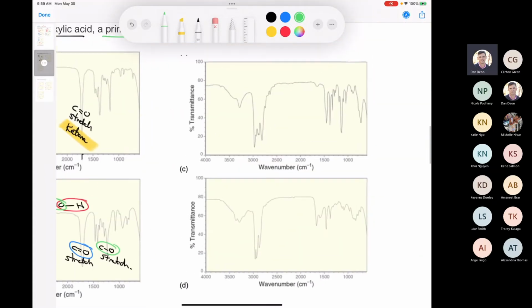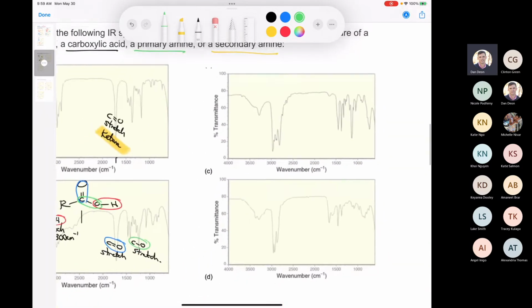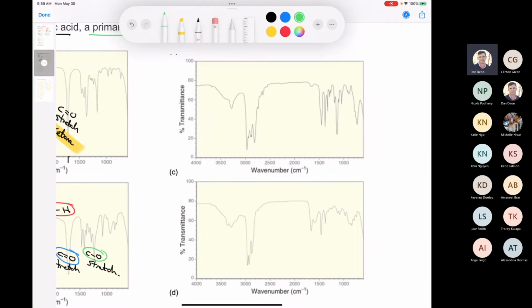Let's try a couple more. Now this one here I'm going to have to help you with. I'm going to have to help you with C and D because we haven't looked at a lot of amines yet. So what I'm going to do is draw a line at 3,000 for both of these. So that's going to be somewhere around here. And then we're going to look above 3,000.